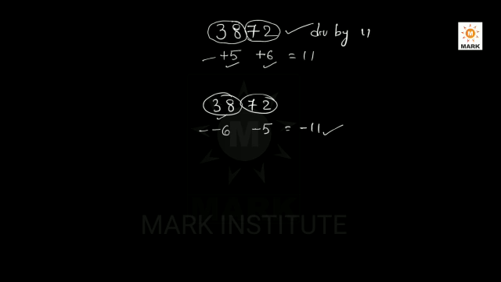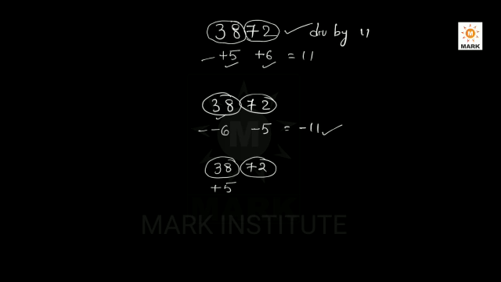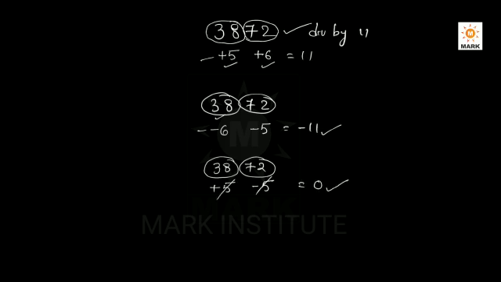Friends, some people take both deficiencies and remainders, then obviously your target should be 0. Suppose 3872. Here what is the remainder for 38? Plus 5. And what is the deficiency for 72? It is minus 5. So here plus 5 and minus 5 will make 0. That means this number is exactly divisible by 11.